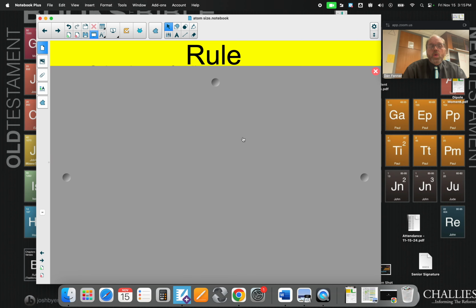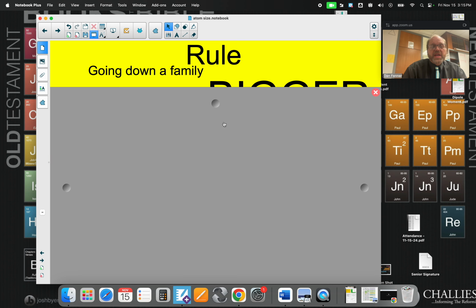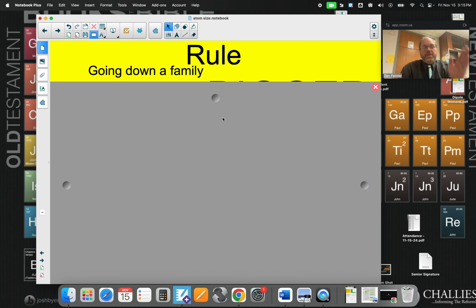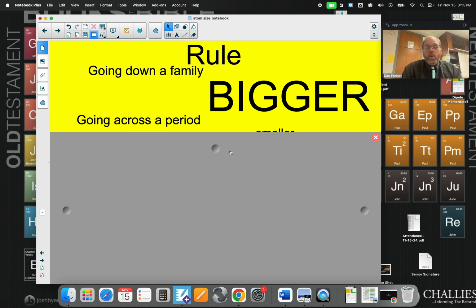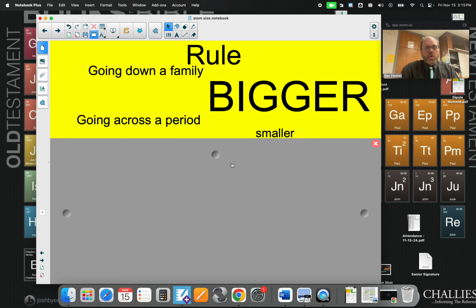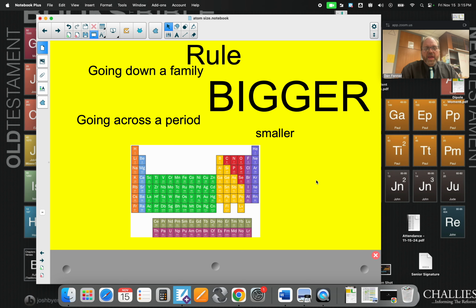Okay, the general rule that we're going to look at in terms of atom size, as we're going down the families, so going down the columns, we're getting bigger. The reason why we're getting bigger is we're adding an energy level. So the atom is getting larger and larger. And going across a period, we're not adding more energy levels. We're just adding more protons and more electrons. And because those charges are opposites, they're going to begin to suck in. So we're going to get smaller as we go across our periodic chart.